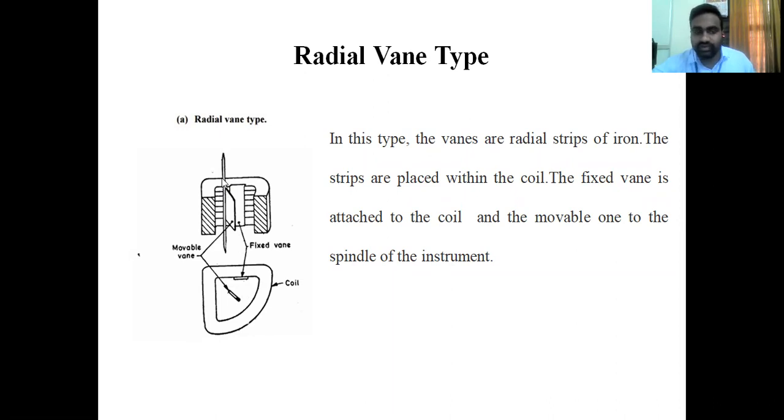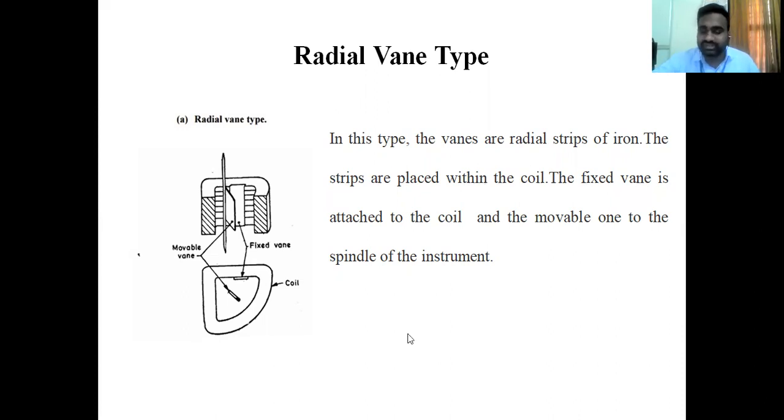Whenever the supply is connected to this particular coil, this coil will behave like an electromagnet, and the movable vane will be repulsive with respect to the fixed vane. The moving vane will repel from the fixed vane and the spindle will rotate in that direction. The needle is connected to the spindle. The needle will move because of the repulsion force, from the zero position to a particular magnitude. So that is about the radial vane type moving iron instrument.